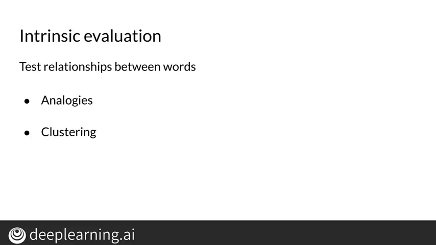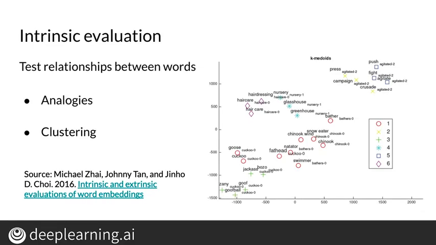You could also perform intrinsic evaluation by using a clustering algorithm to group similar word embedding vectors, and determining if the clusters capture related words. This could be automated using a human-made reference, such as a thesaurus. Here's a visualization of clusters taken from a paper on the evaluation of word embeddings. If you look at the word cluster, you can see that the words fight and agitate are close to each other. Similarly, the words hair care and hairdressing are also close to each other.